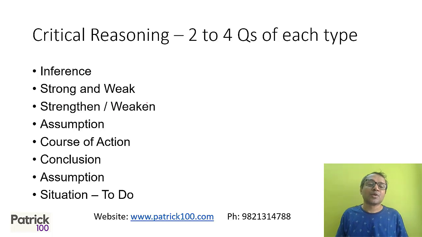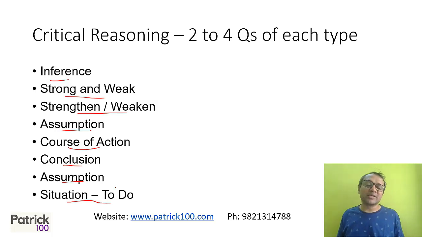Critical reasoning questions include inference based, strong and weak arguments, strengthening and weakening, assumption, course of action, conclusion, and situation-based questions. A couple of questions on each type do come in the exam. The way to go about this is to practice a lot of questions. You'll find a lot of these types of questions if you Google them, and then practice them. Look at the basic assumptions that are there for each type of question.